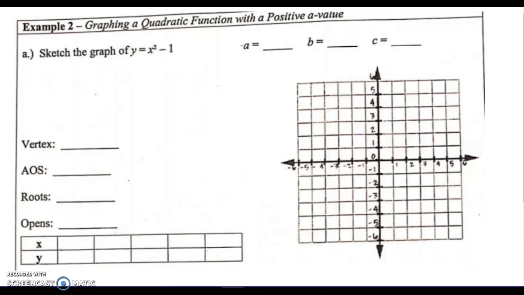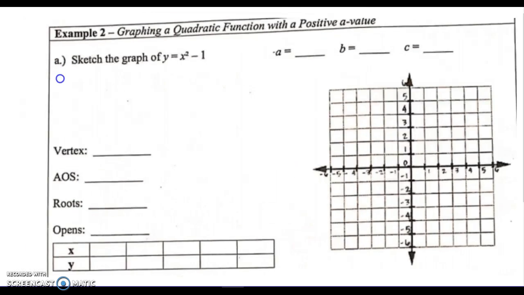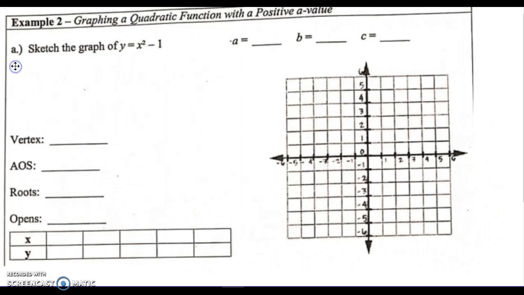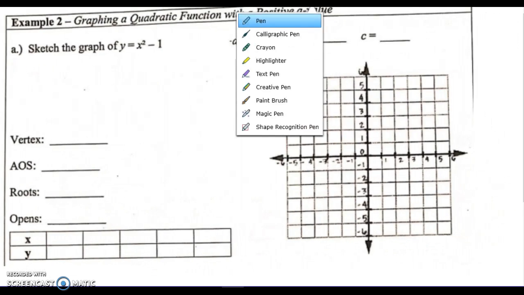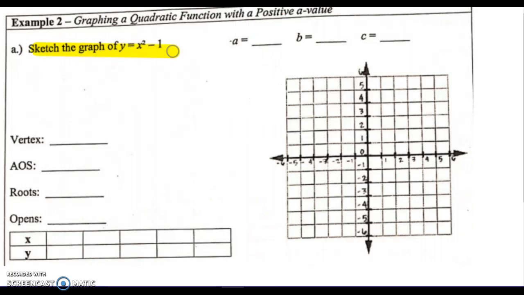The goal is to graph a quadratic function, and just in case you forgot how to do it, the first thing it says up here is: sketch the graph of y equals x squared minus 1. At this point, we're just going to hop over to Desmos and do that.